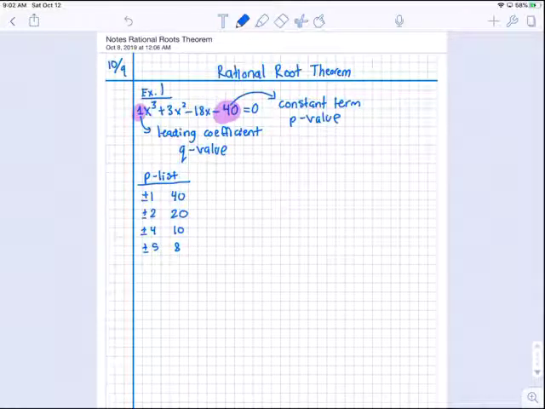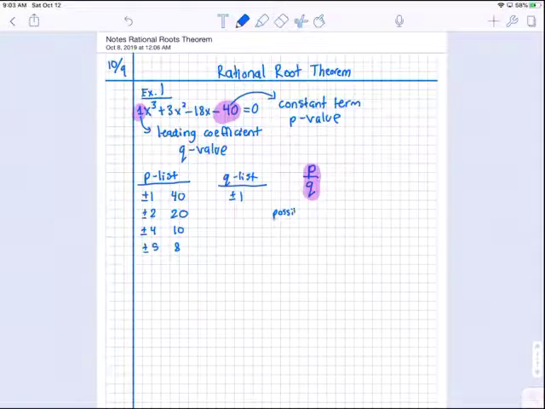Now we have to find all the factors of the Q list, which is plus or minus 1. So now what we're going to do is find our P over Q. And our P over Q, this is what we call your possible roots. So this will give us all our possible roots, okay?